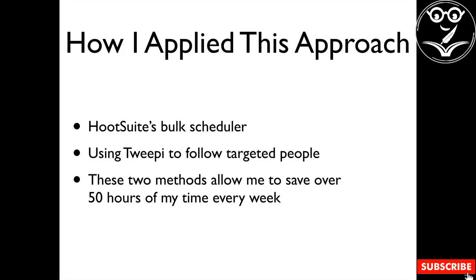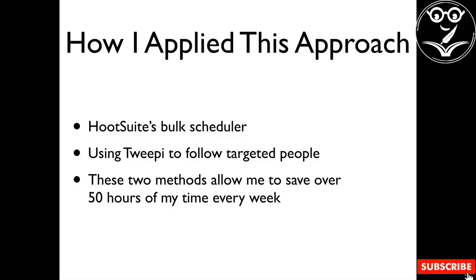So here are some of the ways that I use this method to save so much time in my social media marketing implementation. The Hootsuite bulk scheduler is a huge time saver because what I used to do is I used to manually schedule 50 tweets every single day. Sure, I did get the engagement. People interacted with me. I got the retweets. I got the favorites. But scheduling 50 tweets manually takes at least an hour a day.